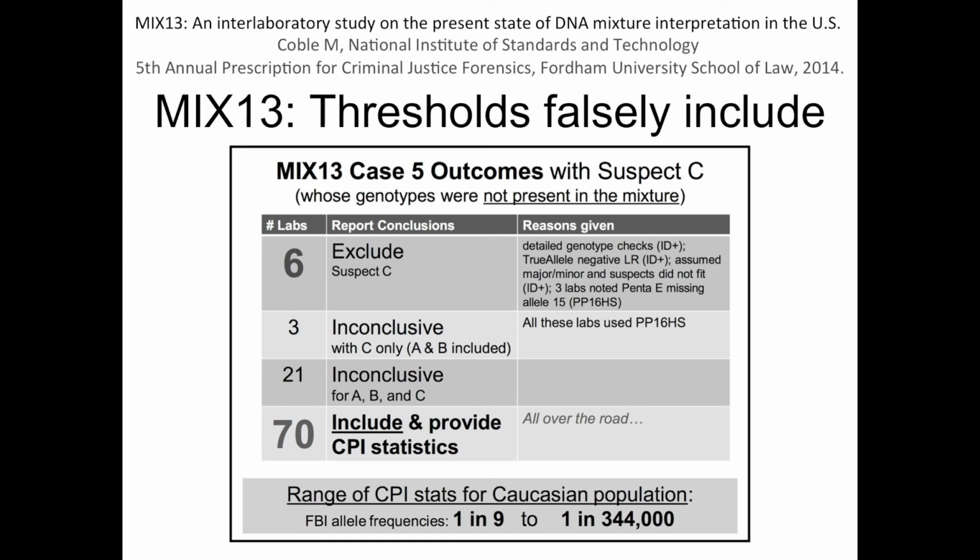So now we're starting to get false inclusions that the federal government is warning the crime labs about, saying you've got to start doing something. 6 groups did give an exclusion. One of them used TrueAllele. But the range of what these statistics were are still varying from 9 to 350,000. So they're falsely including in a 3-person mixture, and at the same time, the numbers are still all over the map.